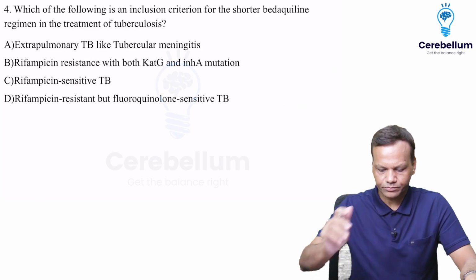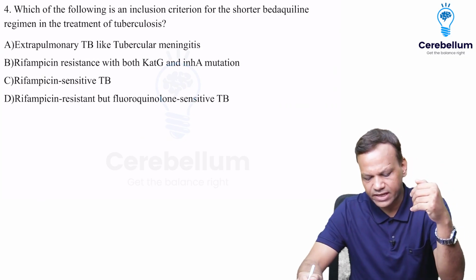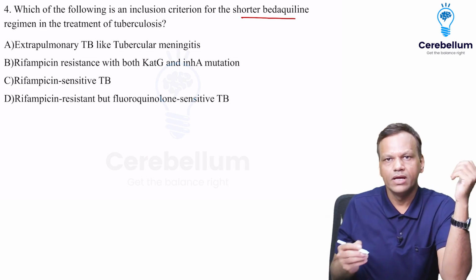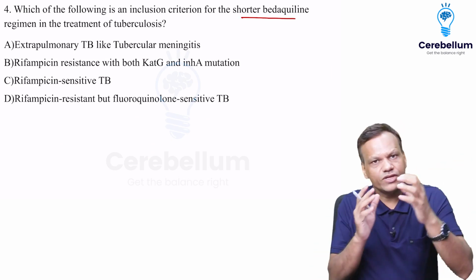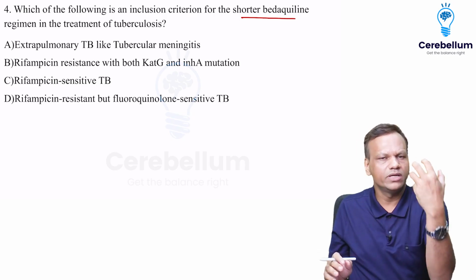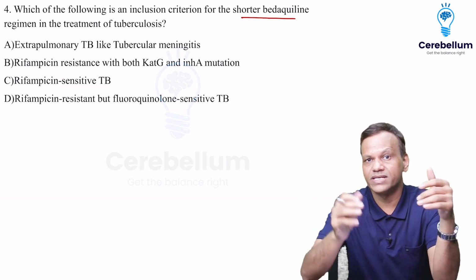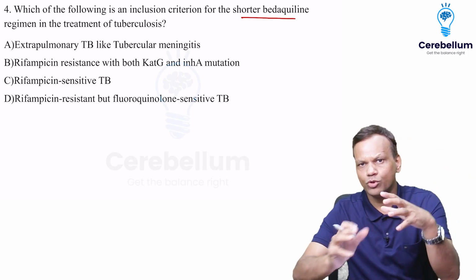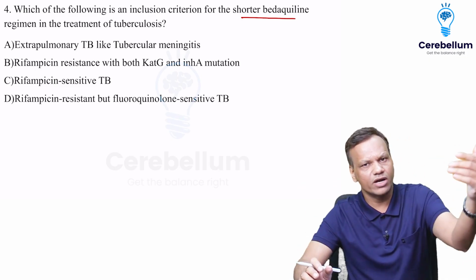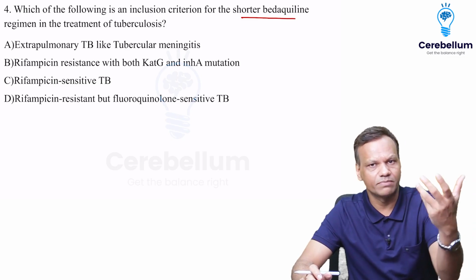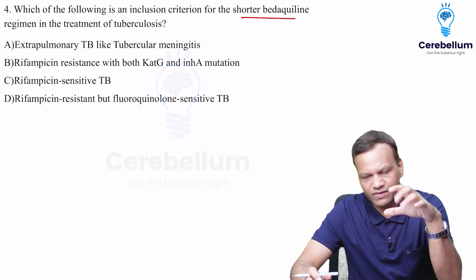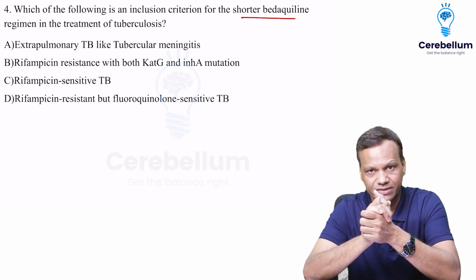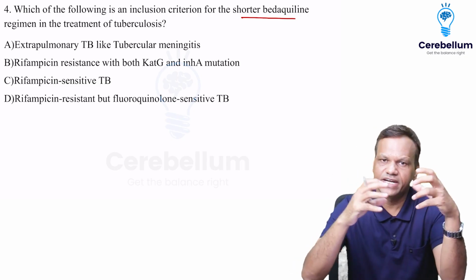Okay. Next question, which is an inclusion criteria for shorter bedaquiline regime? Now, first of all, where do we use shorter regimes? Remember, normally for drug-resistant tuberculosis like XDR TB, pre-XDR TB, MDR TB, we tend to use a longer regime, which runs for around 1.5 years or even sometimes more. So, in between a regime came which is a shorter regime that is used for around a 9 month period. But there are specific conditions where it can be used.